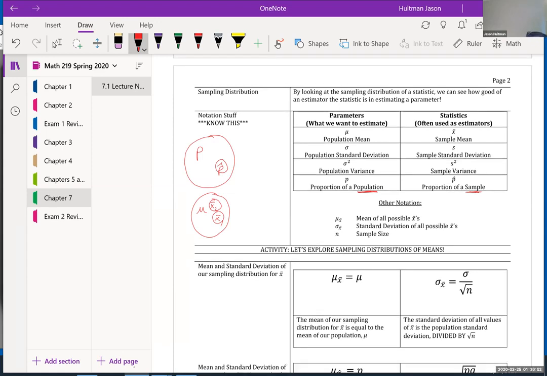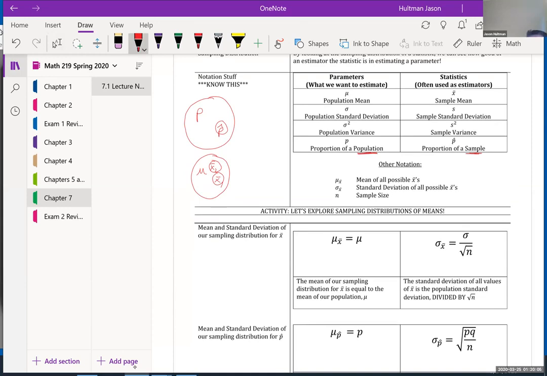Other notation that we need to be aware of: mu of X bar, this is the mean of all the possible X bars. So if I do X bar 1, X bar 2, X bar 3, and I just keep grabbing these sample means, these are sample means.